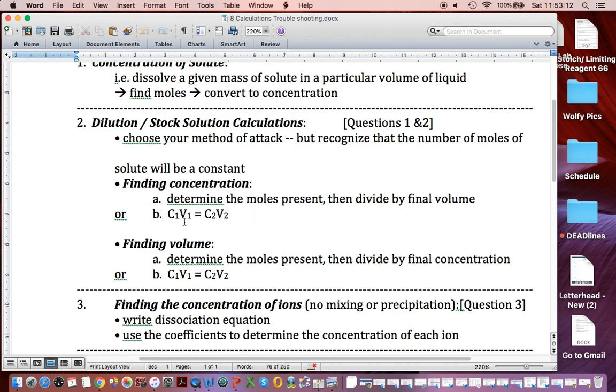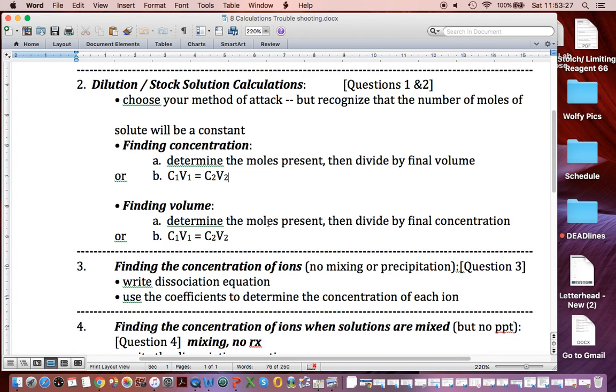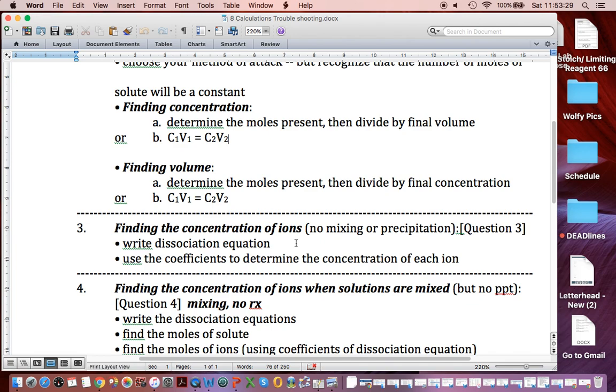So you have to know how to rearrange these equations and solve them, and it's pretty easy. So if I want C2, it'd be C1V1 divided by V2. If I wanted V2, it'd be C1V1 divided by C2. Fairly straightforward. So I don't think those would be a big issue.